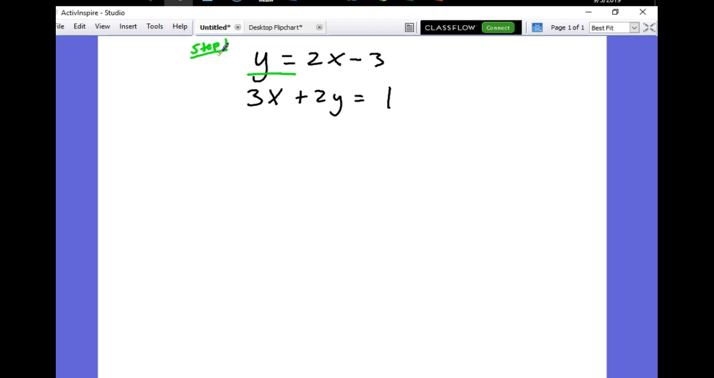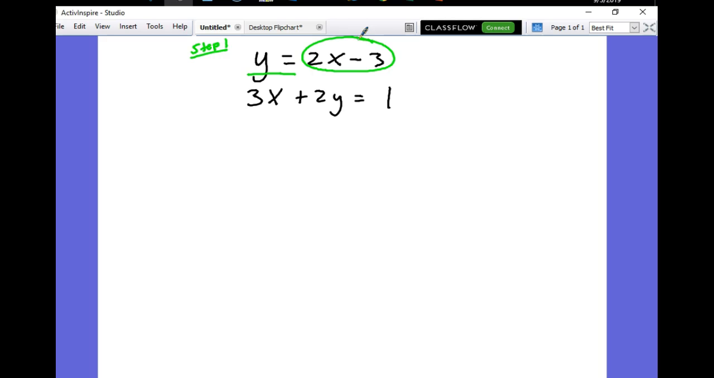Now read your step 2. Plug what you circled into the other equation. Oh, I didn't finish step 1, did I? So let's back up. Step 1, identify the isolated variable and what? What does it equal? 2x minus 3. There you go. So identify the isolated variable and circle what it equals. I forgot that. My bad.